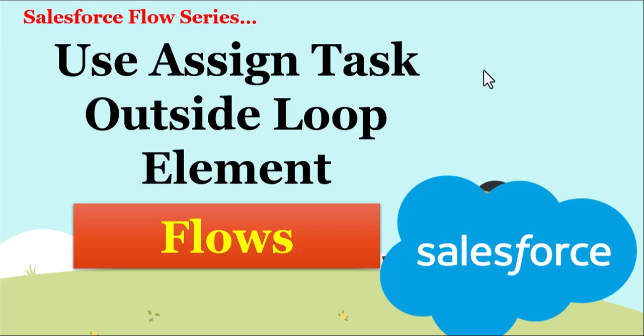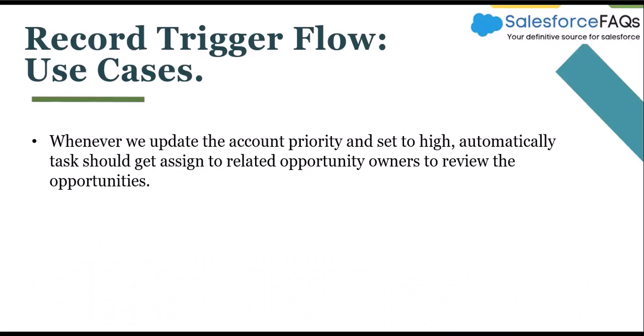Now let's come to our topic. First we will understand the scenario, and then I will explain how we can use the assign task element outside of the loop element in Salesforce Flow to assign multiple tasks to the Salesforce users. Whenever we update the account priority and set it to high, after that tasks should automatically be assigned to the related opportunity owners to review the opportunity.